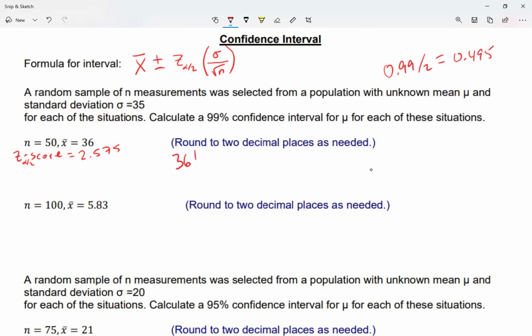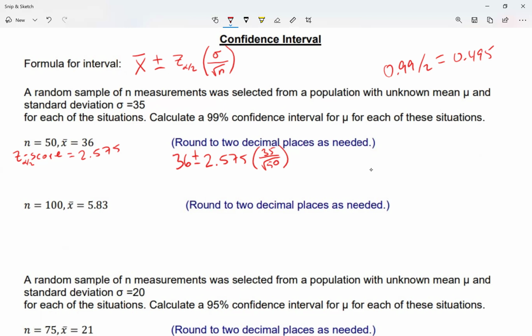So I have 36 plus or minus my C-score, 2.575. And this, I'm going to multiply. Do I know my standard deviation? Yep, I know my standard deviation is 35. Divide this by the square root of n. N is how many samples? 50. Okay, it's all numerical. Let me type it in on a calculator.